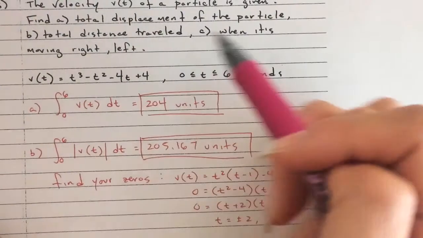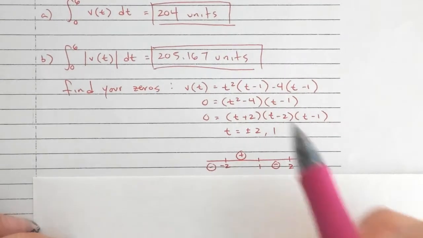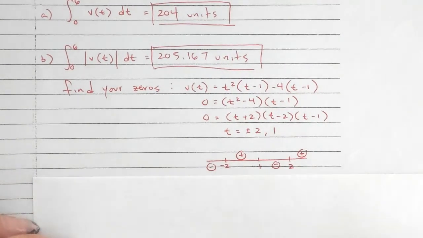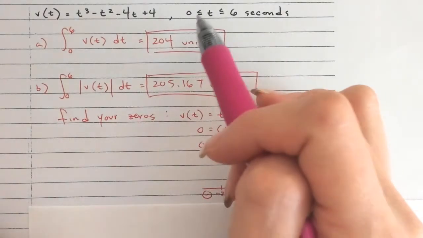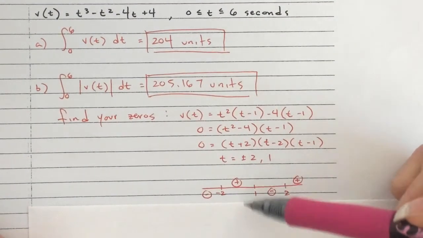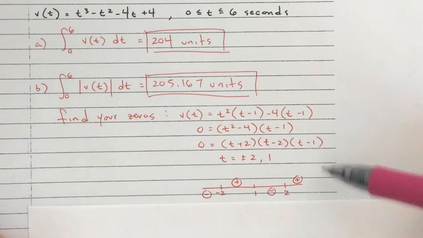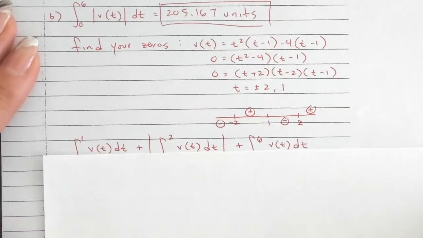So part C says, when is your particle moving right or left? Okay, your particle is moving to the right between -2 and 1 and between 2 and infinity, right? No, because you're only looking between 0 and 6 seconds. So really, you're cut off right here and right here. So you are between 0 and 6 seconds, so you can't say -2 to 1.